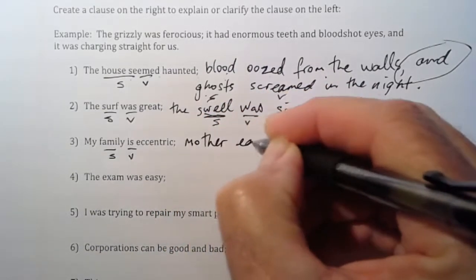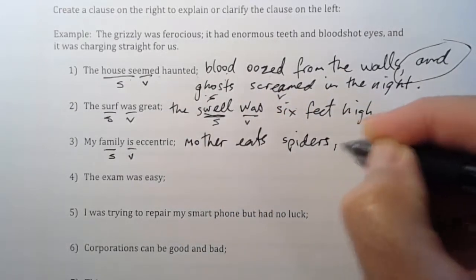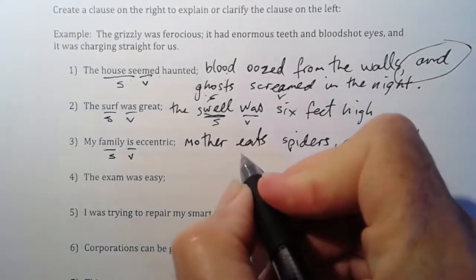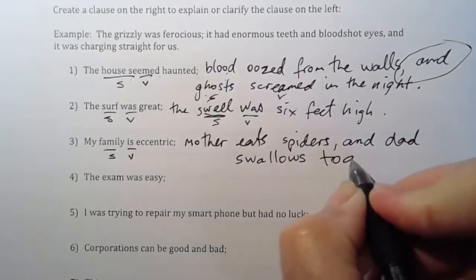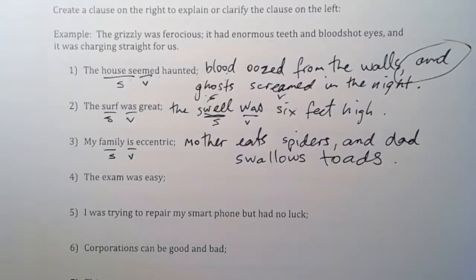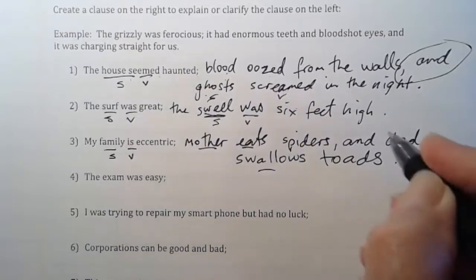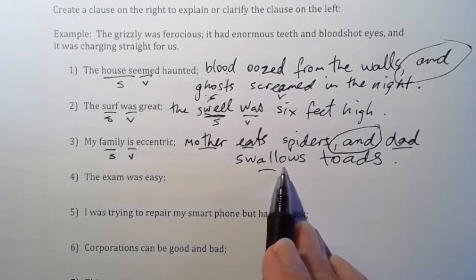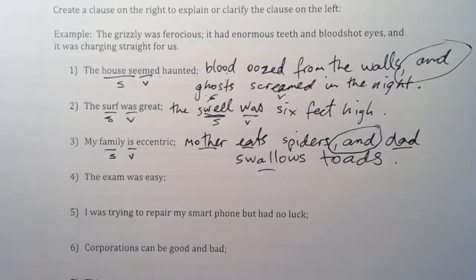Mother eats spiders and Dad swallows toads. How about that? That would be an eccentric family. In fact, we've gone a little bit monsters here. So subject, verb. And remember, comma and a conjunction here, signaling the reader that a new clause is going to follow. So this explains why my family is eccentric.